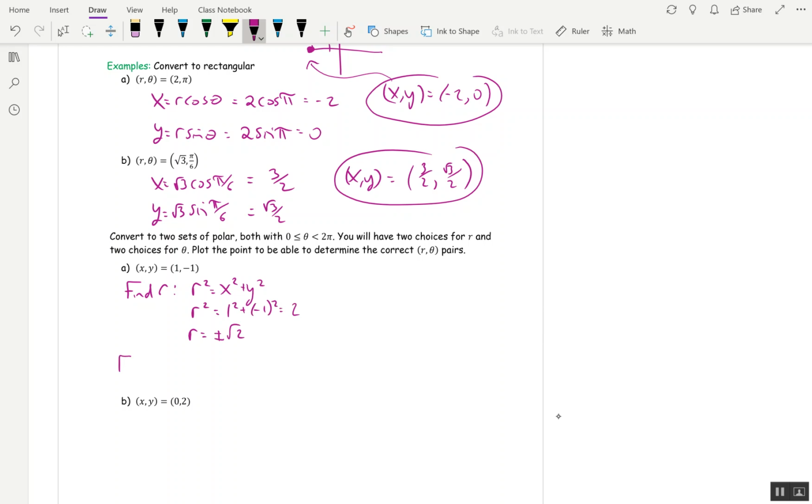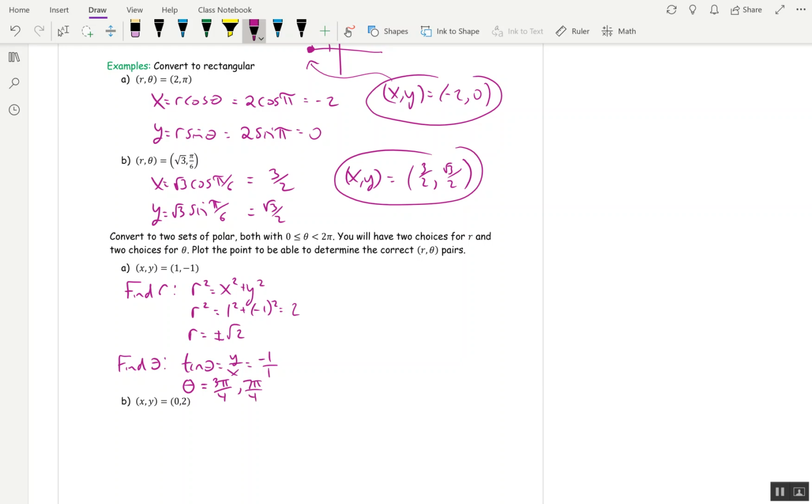Now we're going to find theta. Tangent theta is y over x, which is -1 over 1. So tangent theta is -1. I need to come up with 2 angles between 0 and 2 pi whose tangent is -1. So you have to know your unit circle in order to do this. That gives me 3 pi over 4 and 7 pi over 4.